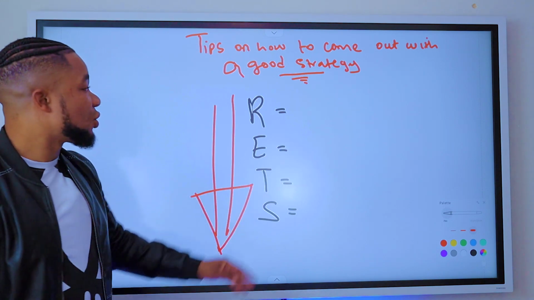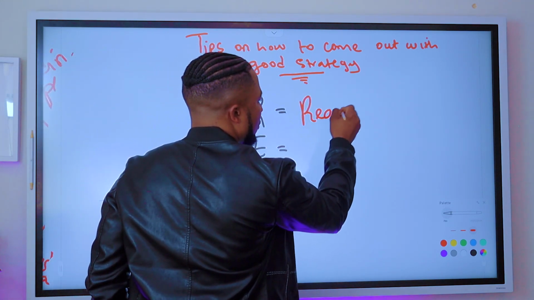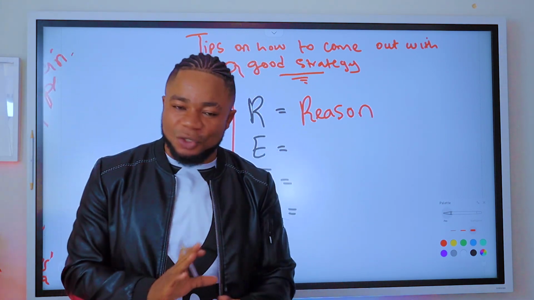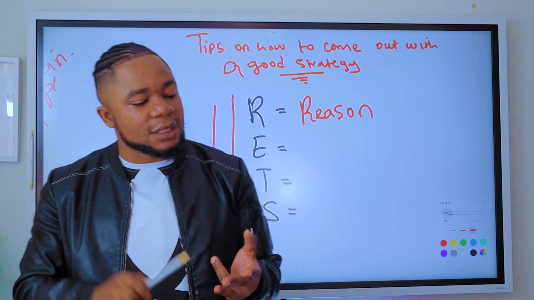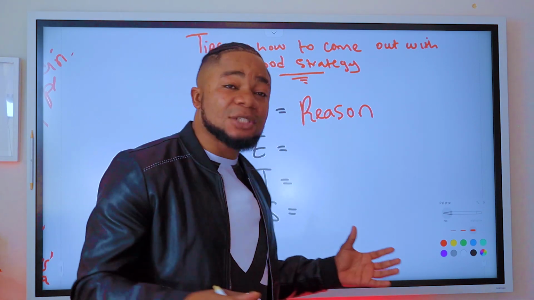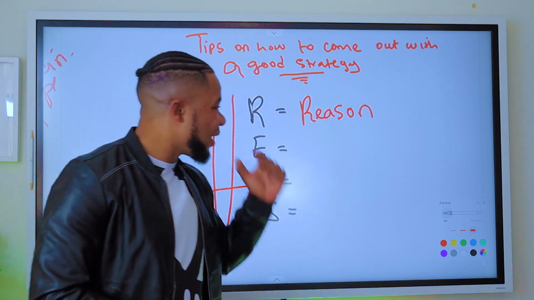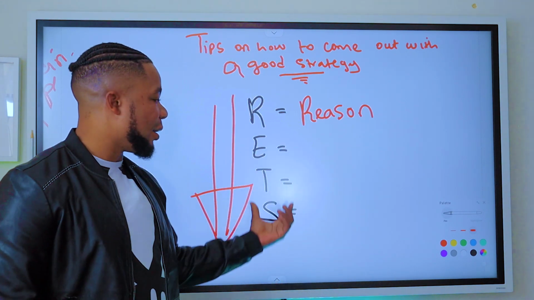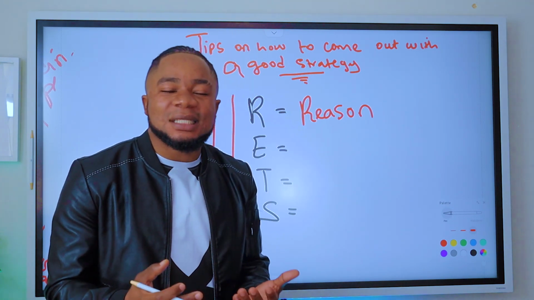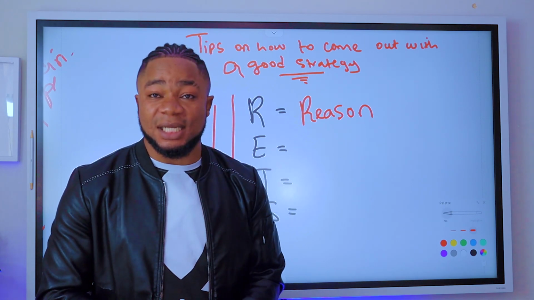The first letter stands for the reason. So any strategy you have, either it's a fundamental strategy, technical strategy, price action strategy or whatsoever, you must follow this structure. The first letter we have on this particular system is R, which stands for the reason. What is the reason why you are getting into that trade? Or what is the reason why you'll be using that strategy to trade?